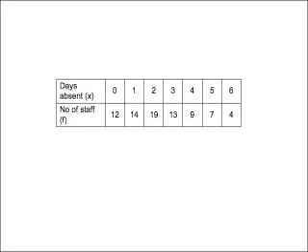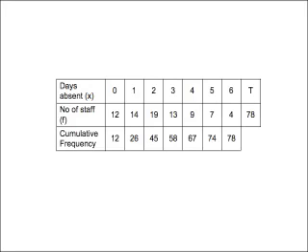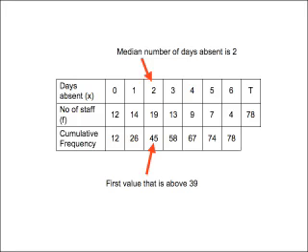Applying the same ideas to the absence data, we do the total, that's 78. Half of 78 is 39. Remember 39. Now we do our running totals. What's the first number in the cumulative frequency row that's just bigger than 39? Well, the answer is 45. So that's the column which contains the median value, and the median number of days absent was 2 again. So we had 2 for the median, 2 for the mode, and 2.39 for the mean.